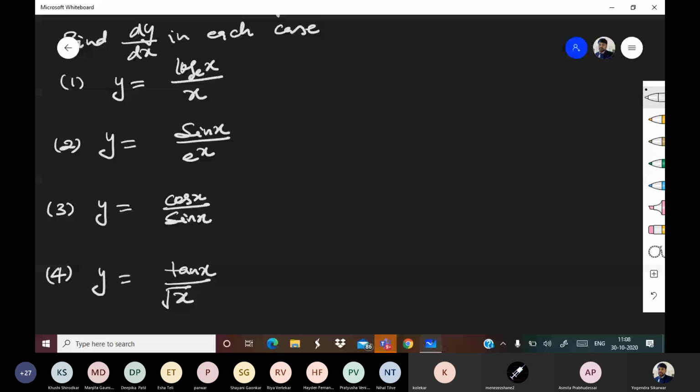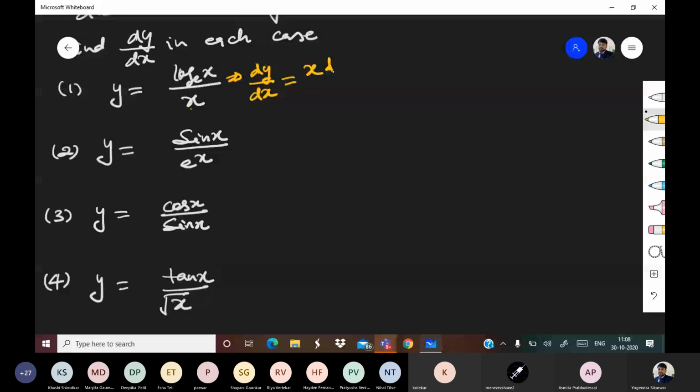So in the first case, dy by dx will be u, that is x, into dv by dx. No, our formula is v du by dx. That means denominator into differentiation of numerator, right? Minus numerator into differentiation of denominator, upon denominator square.